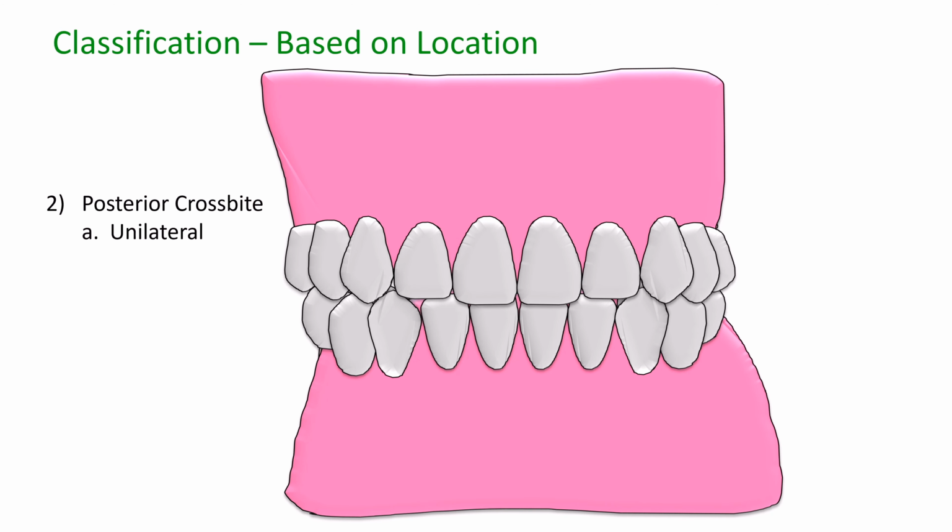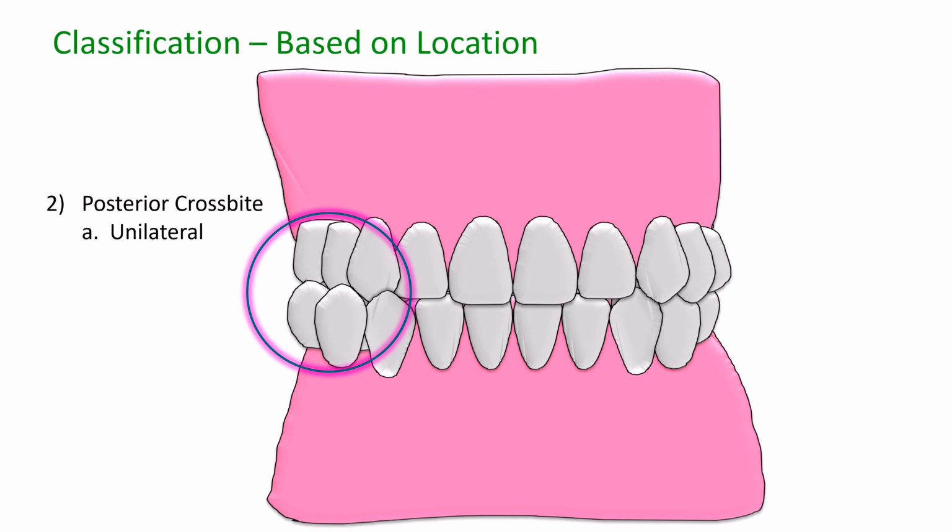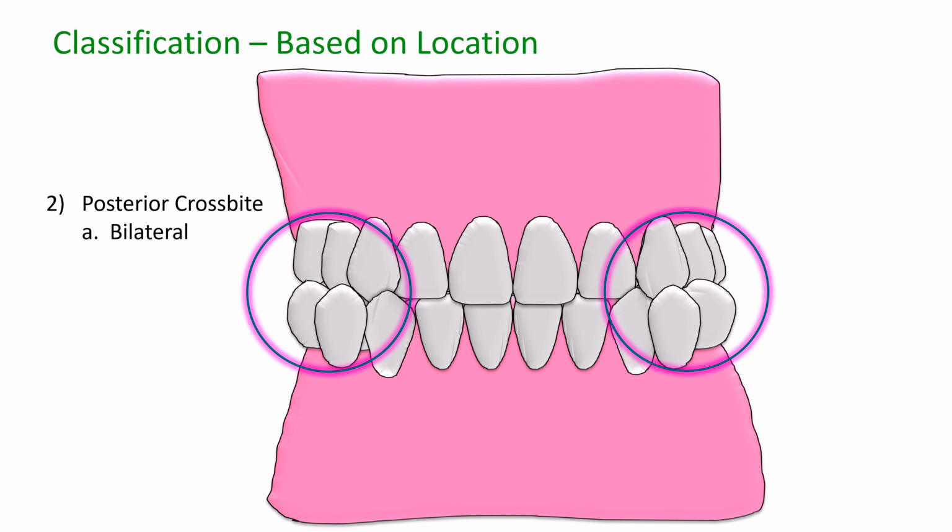Then coming to posterior crossbite. Posterior crossbite is divided into unilateral and bilateral. This is unilateral posterior crossbite. This is bilateral posterior crossbite.